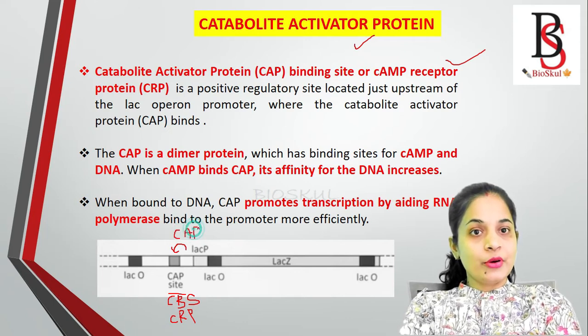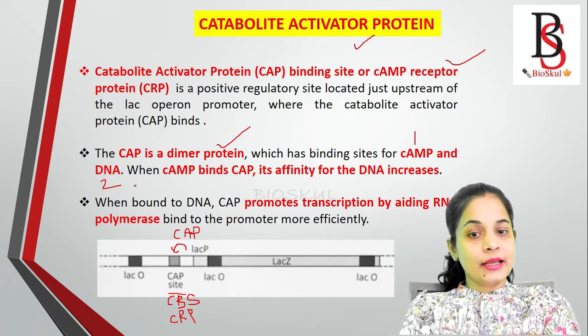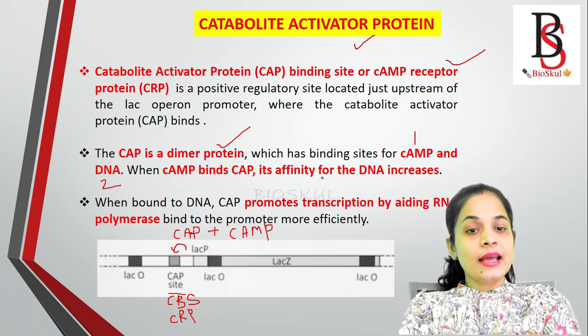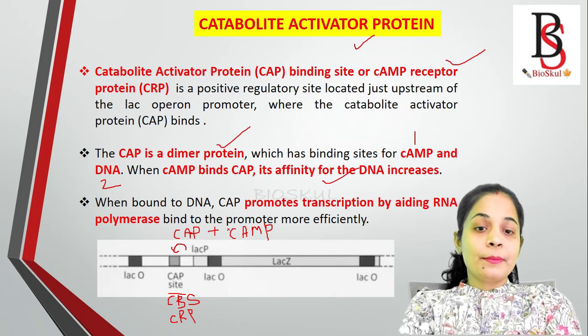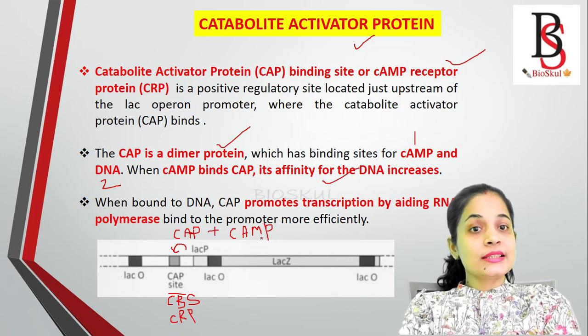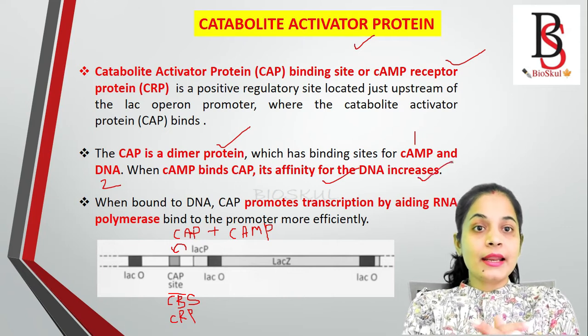It is a dimeric protein. Dimeric protein means it has two binding sites: one binding site for the cyclic AMP and another binding site for the DNA. So when the CAP protein binds with the cyclic AMP, its affinity for DNA increases. The CAP protein bound with cyclic AMP promotes transcription by binding the RNA polymerase to the promoter efficiently.